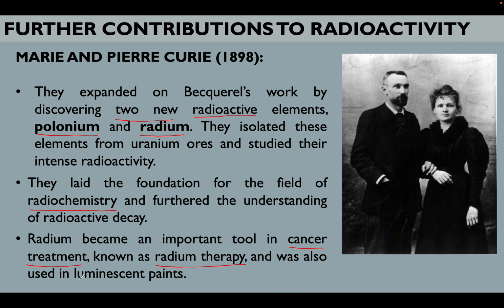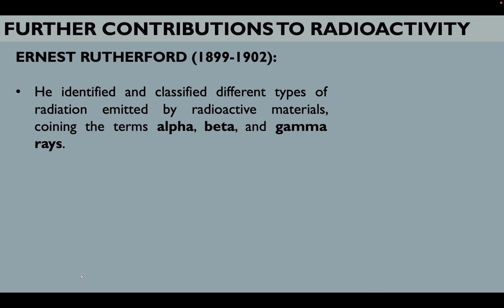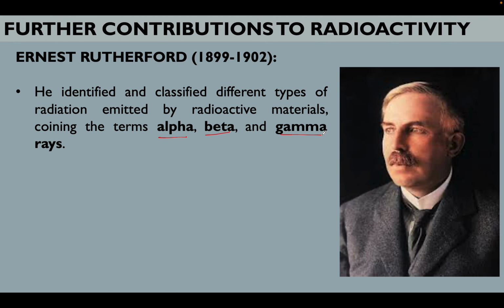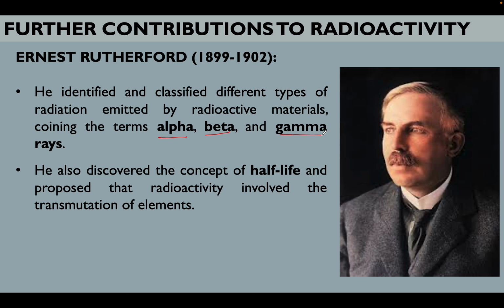Okay, so aside from the Curies, we also have Ernest Rutherford. From 1899 to 1902, Rutherford identified and classified different types of radiation emitted by radioactive materials, coining the terms alpha, beta, and gamma rays. This is a photo of Ernest Rutherford, and he also discovered the concept of half-life and proposed that radioactivity involved the transmutation of elements.